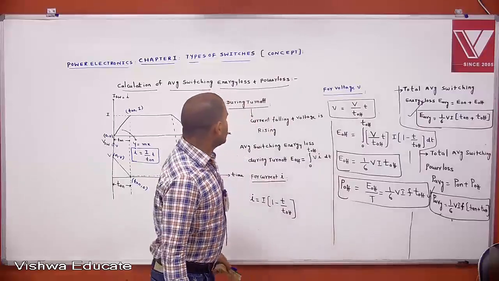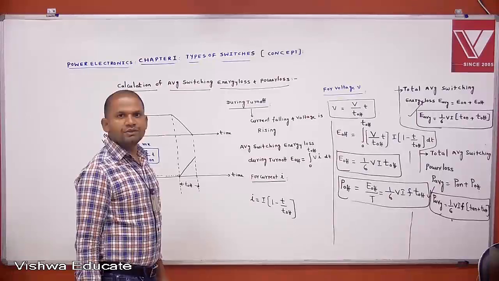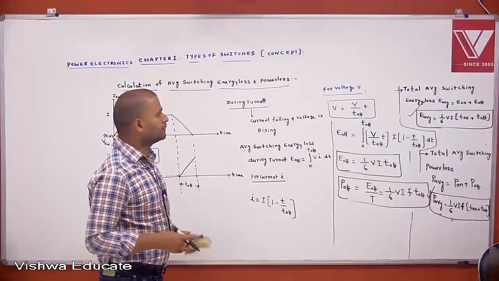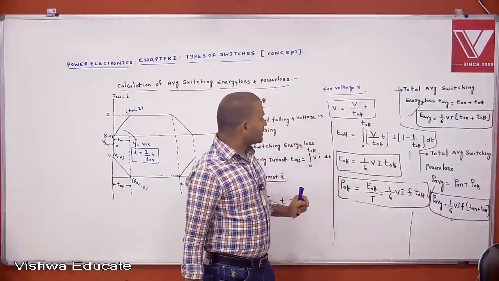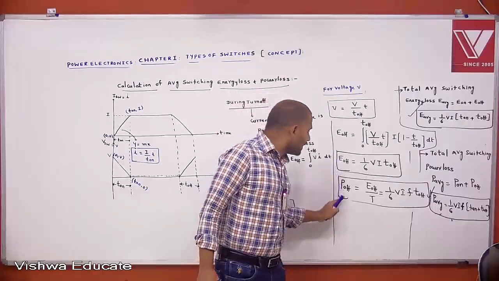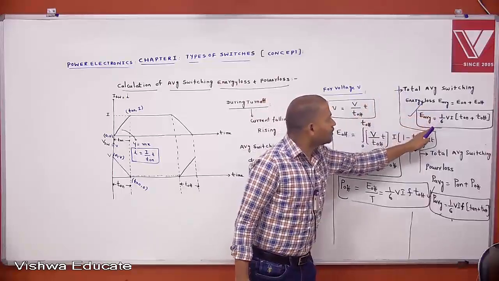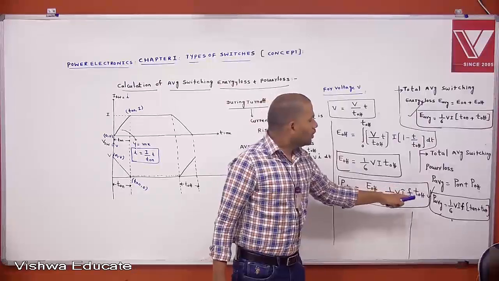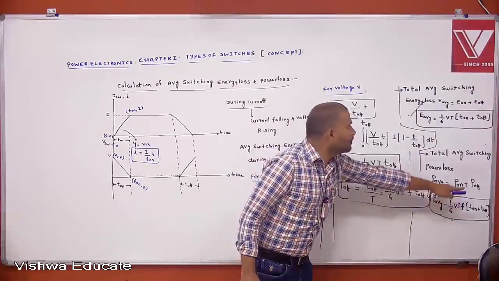Like this we calculate the switching energy loss and switching power loss during on state and off state. This is off state switching losses, this is off state power losses. Total average switching energy loss is 1 by 6 Vi into T on plus T off. Total average switching power loss is 1 by 6 Vi into F into T on plus T off.